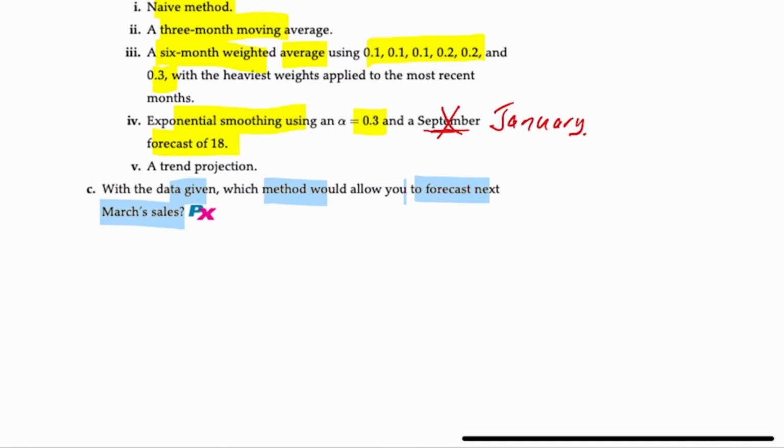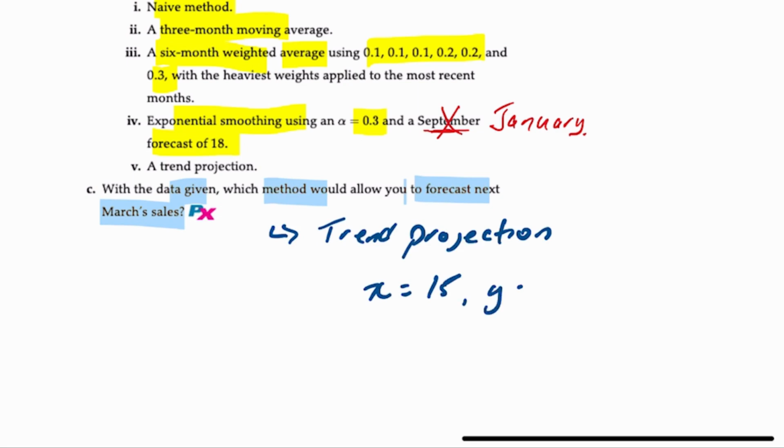Okay, now that we're back and we saw all the different models and how to calculate the different forecasts, our last requirement here again is to determine which method we would use to forecast March's sales. Well, this one's kind of a loaded question because the only model that allows us to forecast March without having any information about January or February's actuals would be the trend projection model, where X would simply be period 15 in the model and would produce a Y or a forecast of 21.55 batteries.